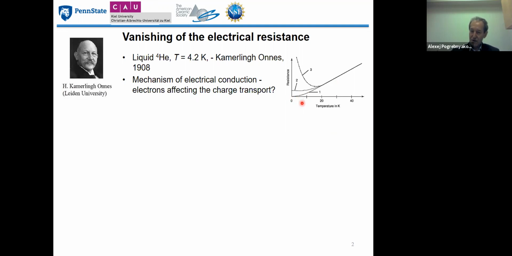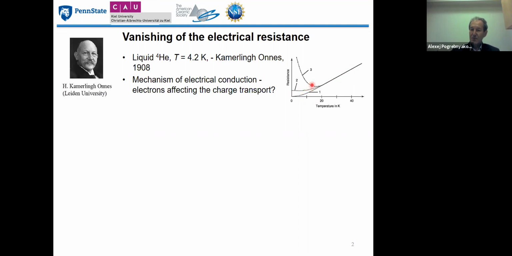It was also known that materials would have some residual resistivity. So at room temperature and slightly below, the resistivity was going linear with decreasing temperature. But then this dependence started to deviate from linear dependence. And so the idea was that probably materials would be reaching some residual resistivity.